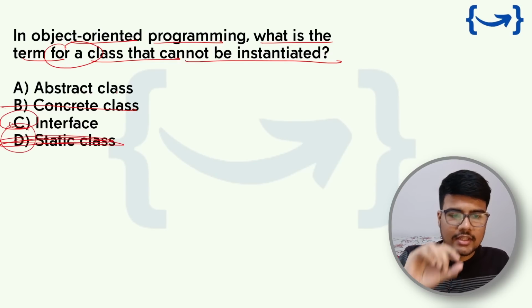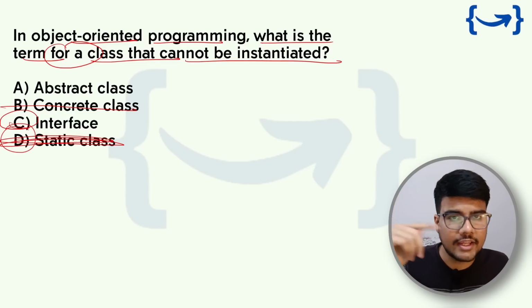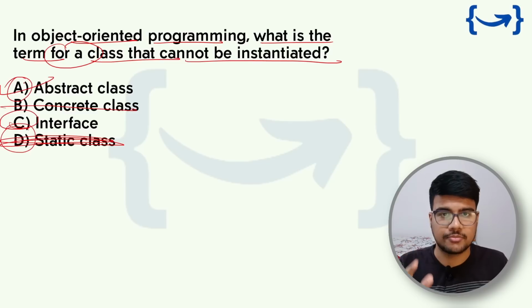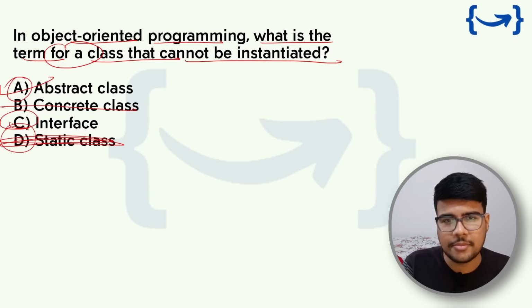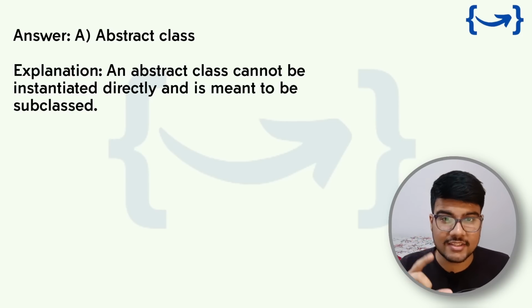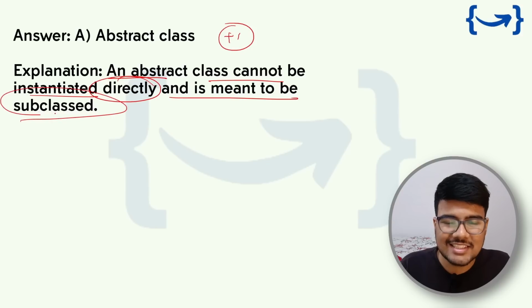So I think cannot be instantiated, having no code, I can relate that to an abstract class. So A might be the right option, because taking a guess is okay, but the guess should not be a wild guess. You should have a good idea of what abstract is, and yes, it makes sense with cannot be instantiated. The correct answer is abstract class. An abstract class cannot be instantiated directly, and it is meant to be subclassed.